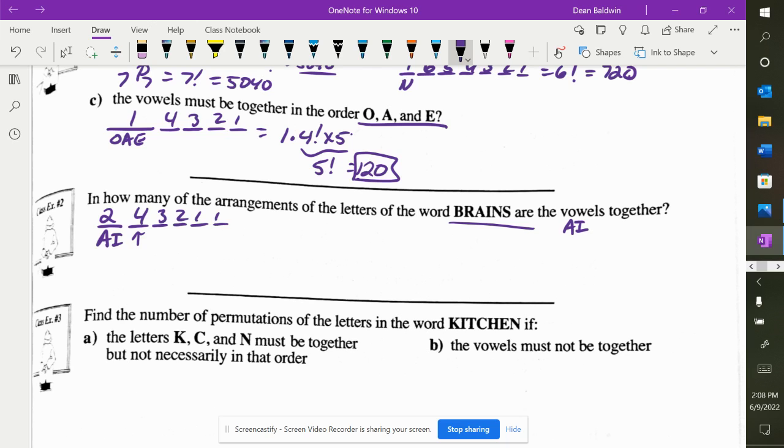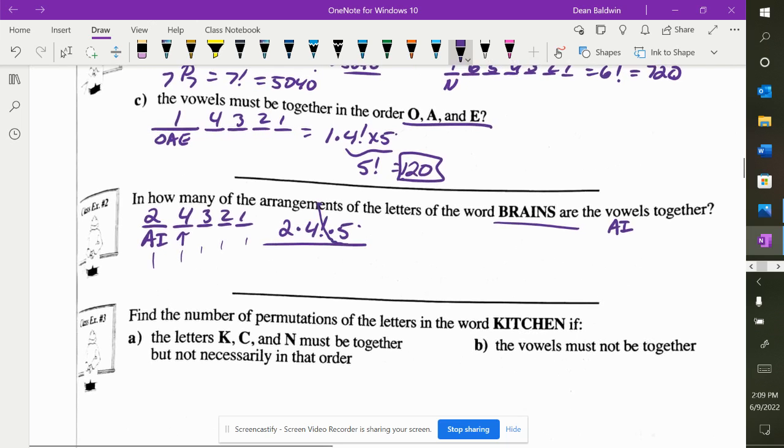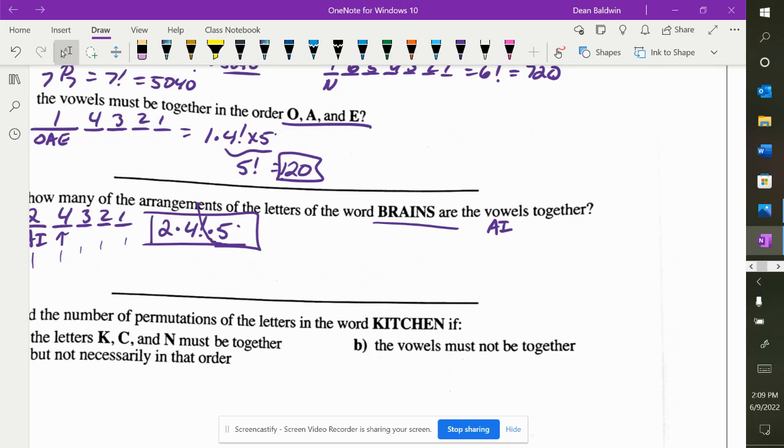Does the A and I have to be at the beginning? No. So what do I have to multiply by? 5, right? Because there's 5 different spots. 1, 2, 3, 4, 5. So the answer is 2 times 4 factorial times 5. All right. There's a formula for this.